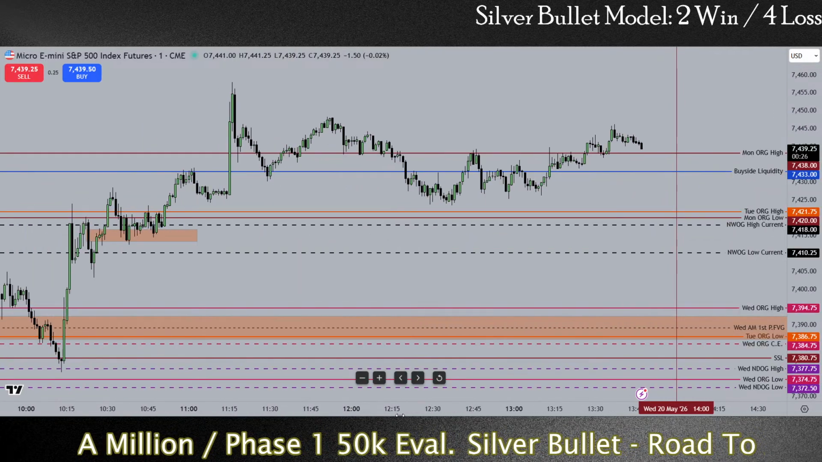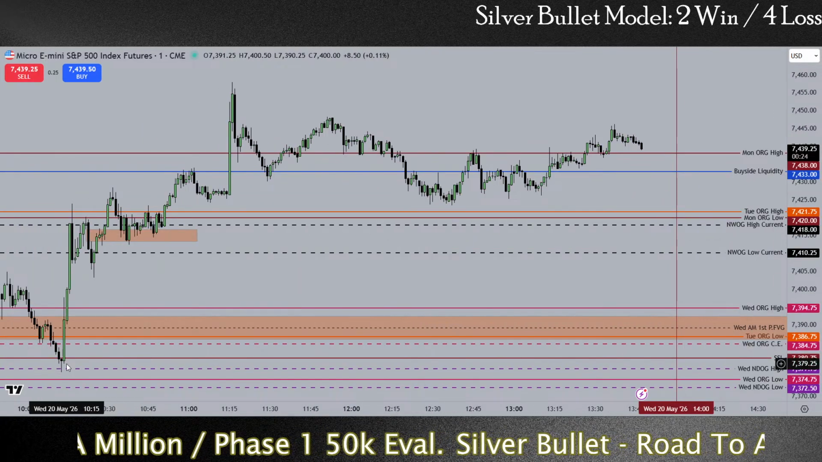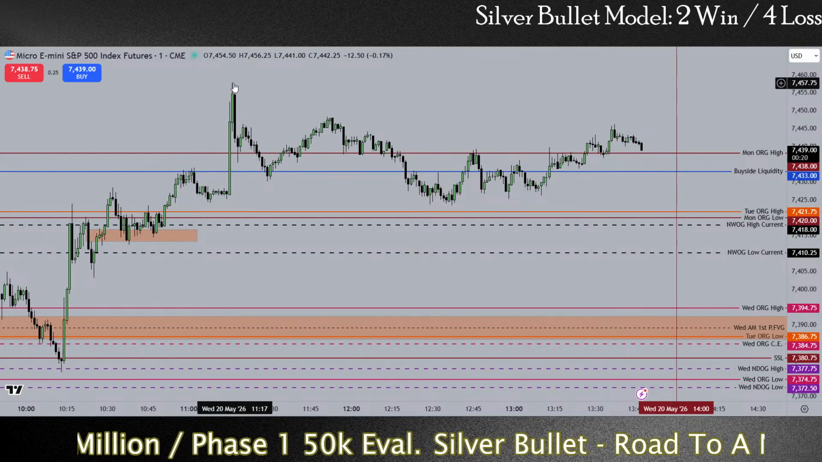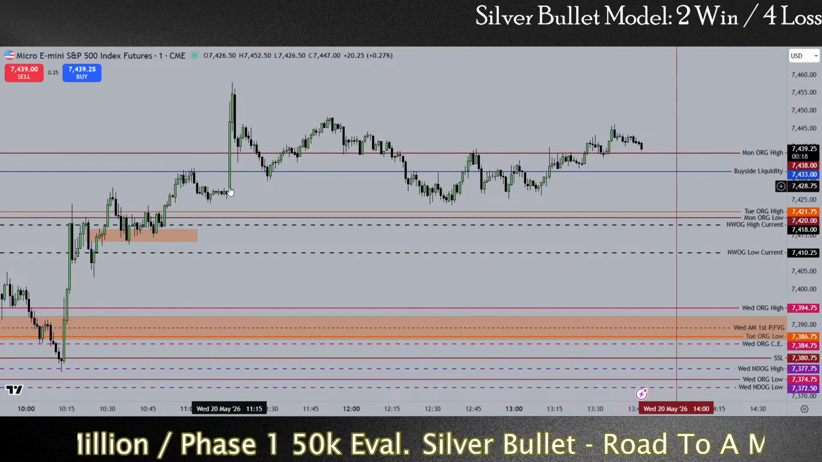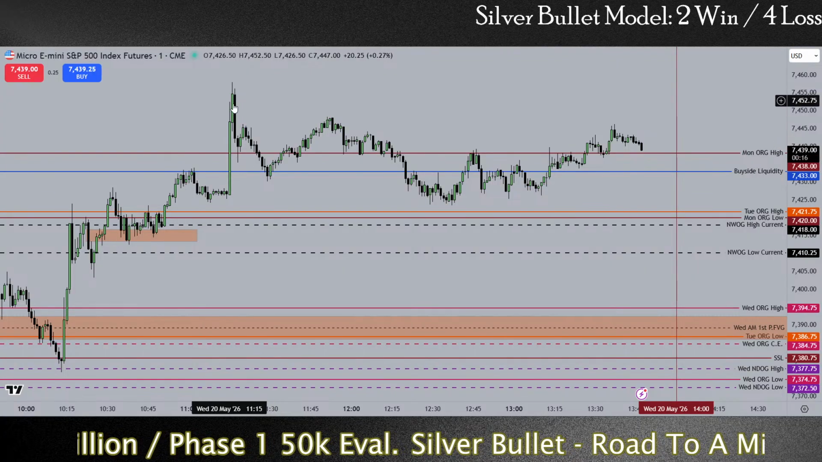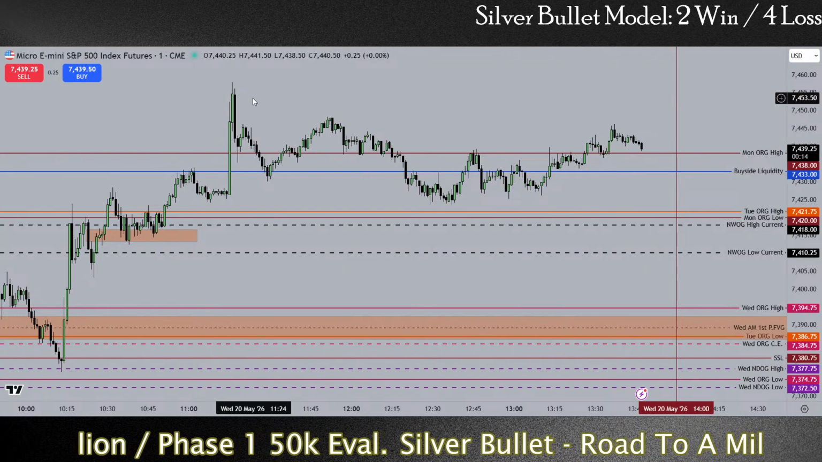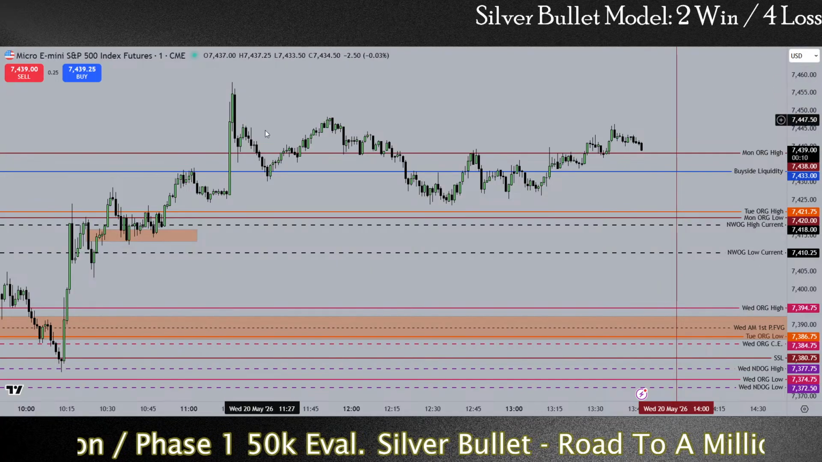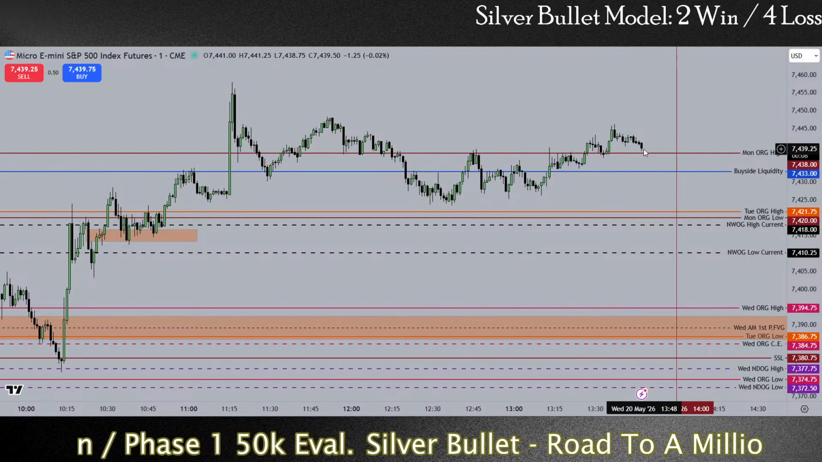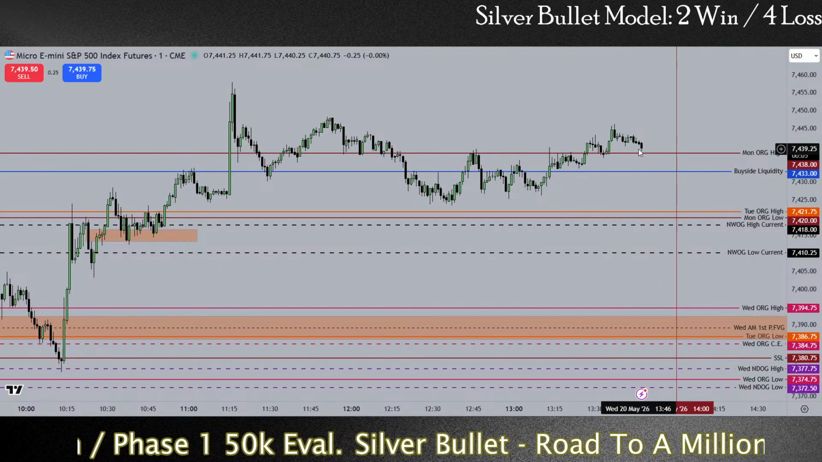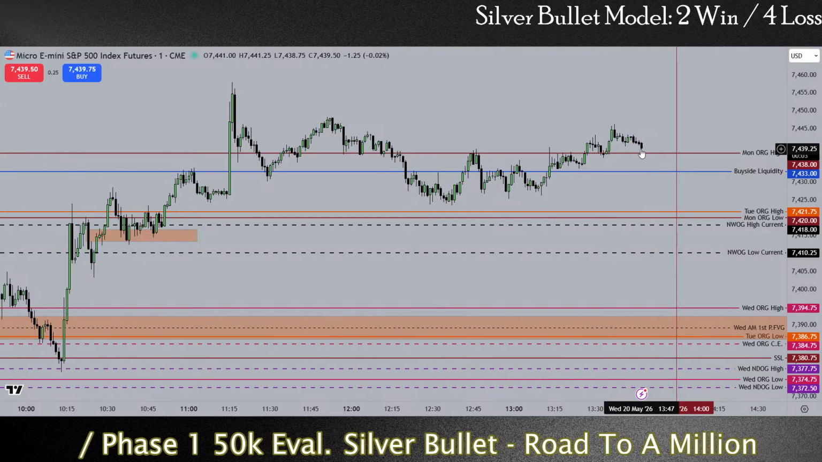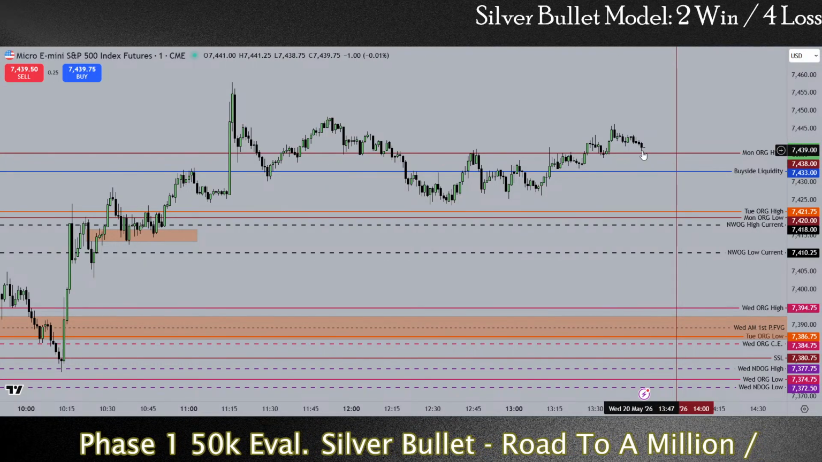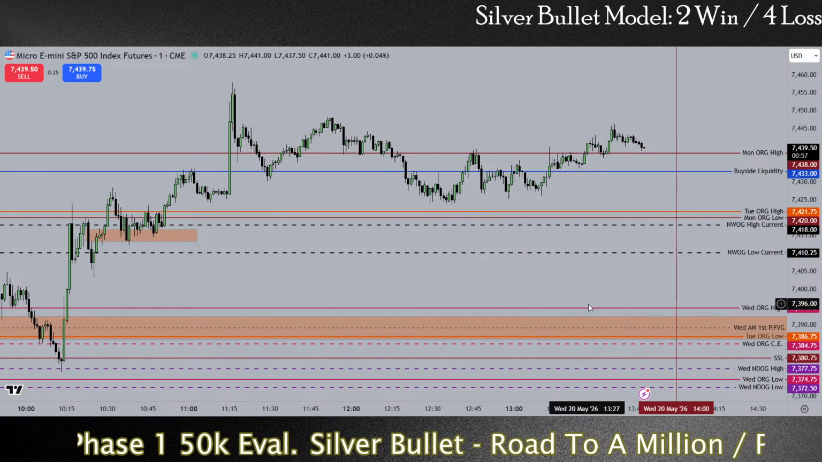Since the AM session, price made a nice sharp high. It pretty much met all of the premium arrays that I had on my chart, and is currently consolidating prior to the 2 p.m. FOMC, which is, I guess, understandable.